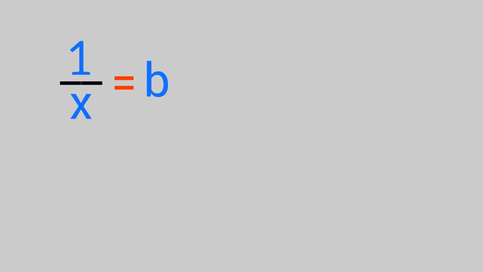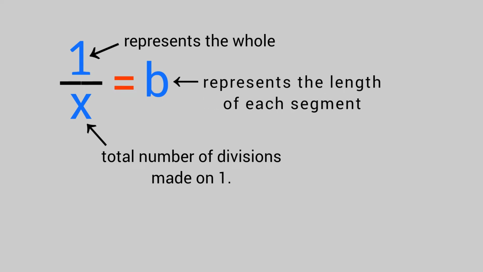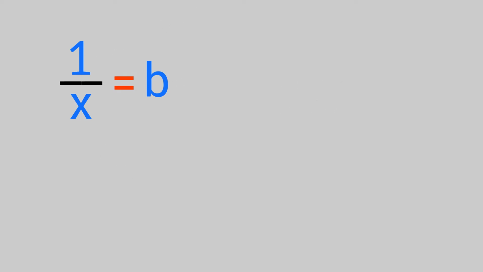Let's go back again to our original equation of 1 divided by x. Here we see that x represents the number of divisions we made on 1, and 1 represents the whole from where we made our divisions. If we consider the whole as a line segment from 0 to 1, then b represents the length of each segment that was created. We can represent this as follows.